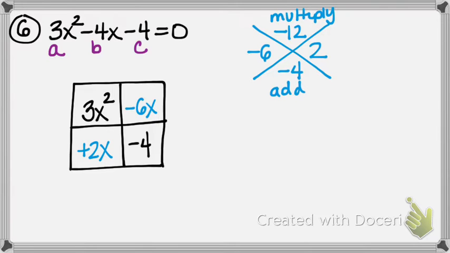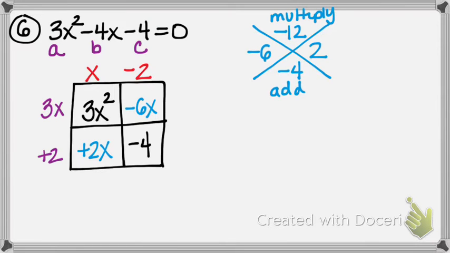All right, let's take out our GCFs. So for your top row, my greatest common factor is 3x. The second row has a greatest common factor of +2. The first column has a greatest common factor of x. And the second column has a greatest common factor of -2. You can check it. 3x times x is 3x squared. 3x times -2 is -6x. X times 2 is 2x. And 2 times -2 is -4.